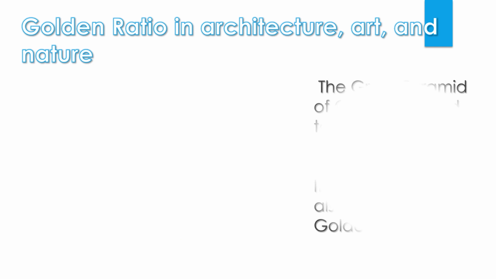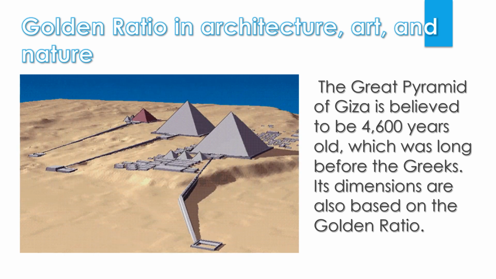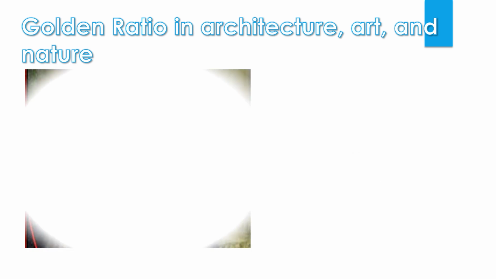Okay, next. Okay, the Great Pyramid of Giza is believed to be 4,600 years old, which is long before the Greeks. Its dimensions are also based on the golden ratio. Okay, so it's nice to study this and validate whether its base really forms the golden ratio. Okay, but that is according to the study.